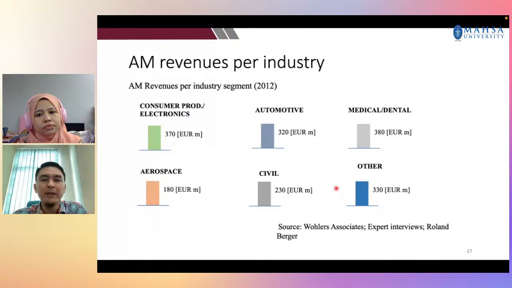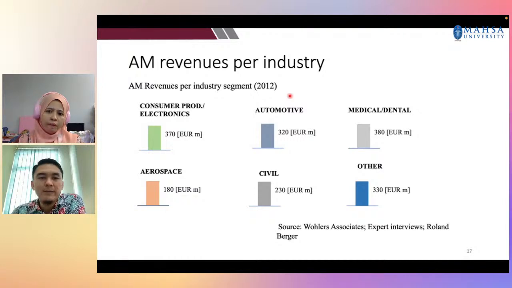In terms of revenues per industry, you can see here there are many industries, not only biomedical, that use 3D printers to develop prototypes and even products. One of them is the electronic industry, with 370 million euro in 2012. This data is from 2012, so I believe this year it has increased a bit. For automotive, 320 million, and for medical or dental applications, this is the highest one, 380 million, compared to other industries. So you can see the medical industry is not only using the conventional methods, but at the moment they are trying to invest more in additive manufacturing to provide the best solution for the patient. Then there are aerospace, civil, and other industries.